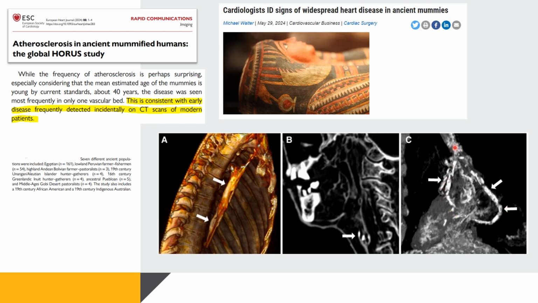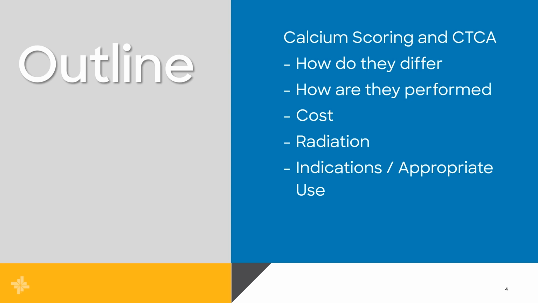You can see this here in the scan of the heart, and also plaque that was built up in the aorta and in other areas in the neck, for example. So it turns out that this disease process that is the number one killer of people in the modern world was actually one of the same issues that they had to contend with way back 3,000 to 5,000 years ago. We're going to talk about calcium scoring and CTCA, how they differ, how they're performed, a little bit about the cost, the radiation dose, and most importantly, indications and appropriate use.